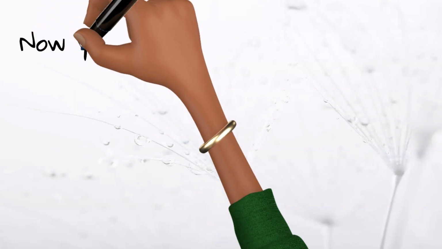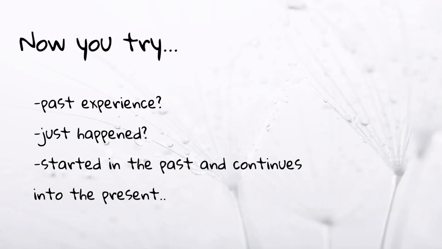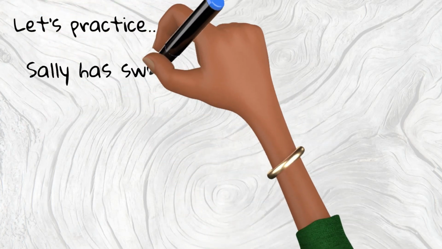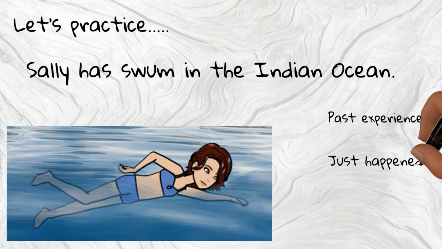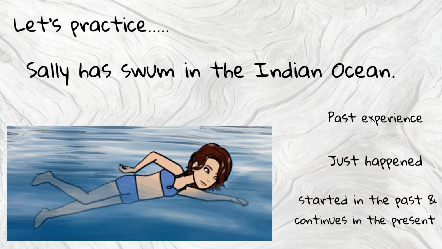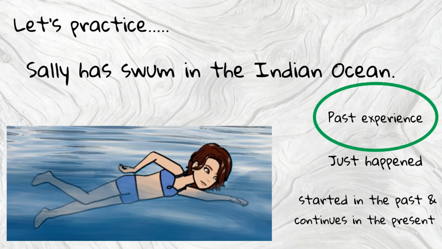Now, why don't you give it a try? See if you can find out the past experience that just happened or that started in the past and continues into the present. Think of these words like just, ever, since, for, things like that. It helps. So let's go. Sally has swum in the Indian Ocean. Is it past experience? Is it something that's just happened? Or is it something that has started in the past and continues into the present? That's right, past experience. There you go.